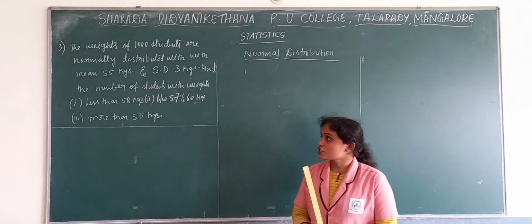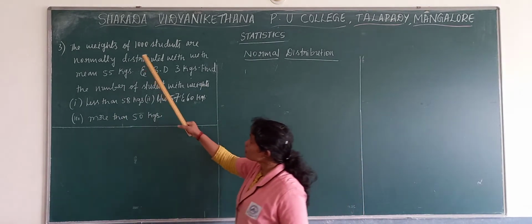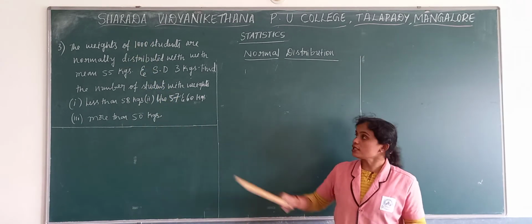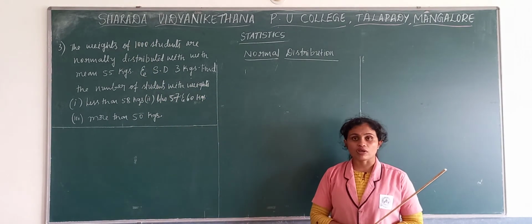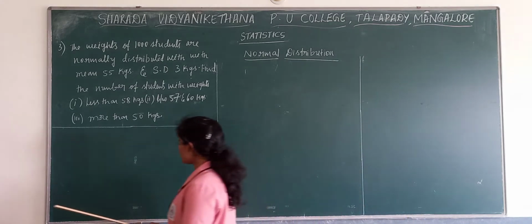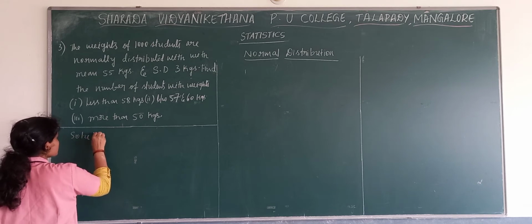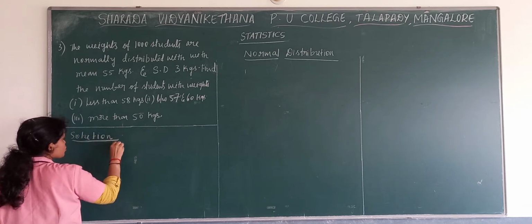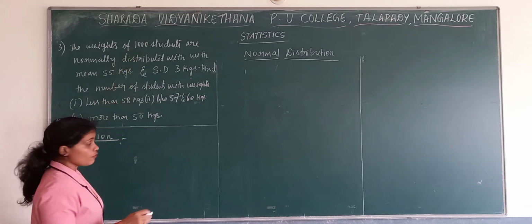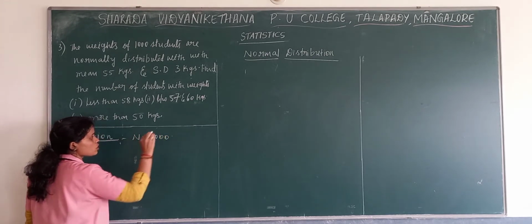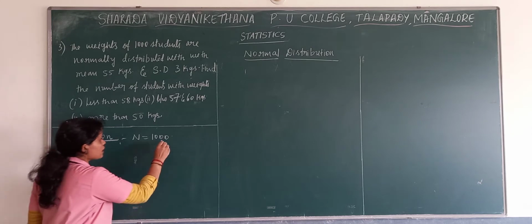Now observe this question. You have here an n value, 1000 students. The total number of students they have given as 1000. When we get n values, while writing the solution, firstly we need to mention that n value. So here n is equal to 1000.